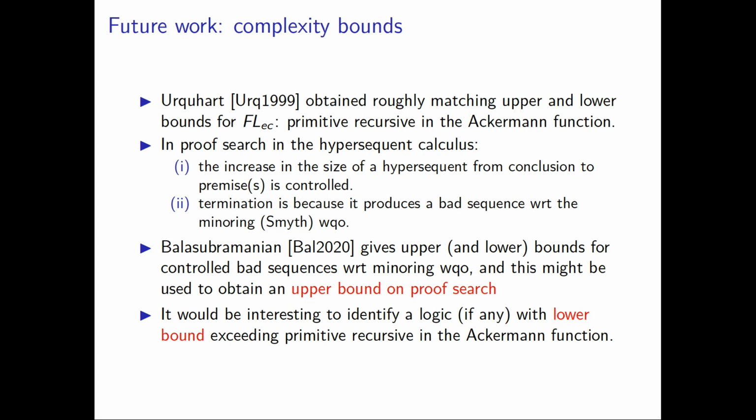Balasubramanian has given upper bounds for controlled bad sequences with respect to this order, and it's reasonable to imagine an upper bound following this argument. What would be very interesting is if we can obtain a lower bound for some logic, if it exists within this set of logics, that exceeds the primitive recursive bound, in the Ackermann function of FLEC.